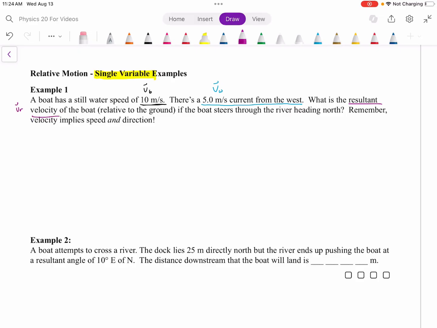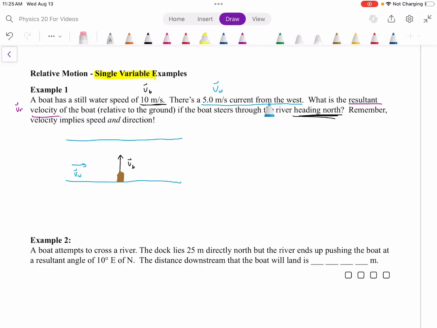We want to figure out the resultant velocity of the boat relative to the ground, so someone standing on the side watching, if the boat steers through the river heading north. So they're heading north. What does that mean? Well, that means they're aiming straight across. So let's draw a diagram here to start to get our bearings. We've got a boat, and we know that it's capable of moving with 10 meters per second, but it's heading north. So is this an off-course or a compensation problem? This is going to be an off-course problem, because the boat is aiming straight across, but it's forgetting that the river is carrying it to the east in this case, because it's from the west.